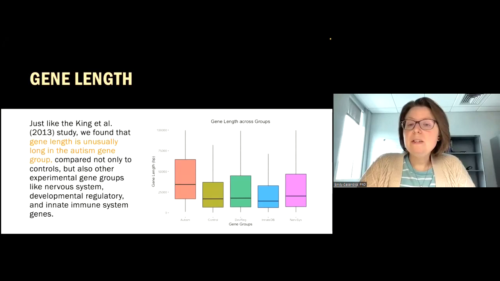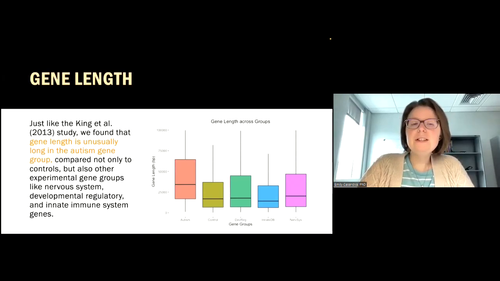In the dark yellow, that's our controls, so that represents the genome as a whole. What does the genome normally look like? What's it normally doing? And then we also have a couple of other groups that are interesting to pull out and compare to autism. We've got a developmental gene group in green. We've got a purple group representing nervous system genes, which you would expect to see quite a bit of overlap with the autism group, right? And then finally, in blue, we have the immune genes.